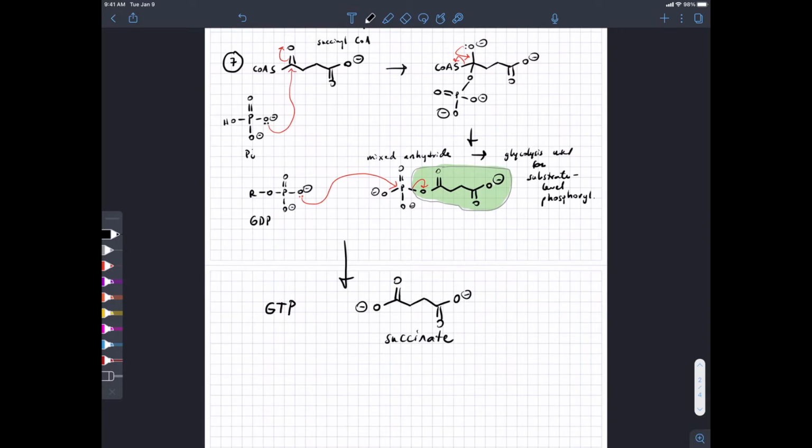All right. Questions? So that shouldn't look like a terribly new reaction. You're used to thioester hydrolysis, this sort of nucleophilic acyl substitution reaction, and then you have this basically SN2 style substrate level phosphorylation where we break the mixed anhydride and transfer the phosphates to GTP.